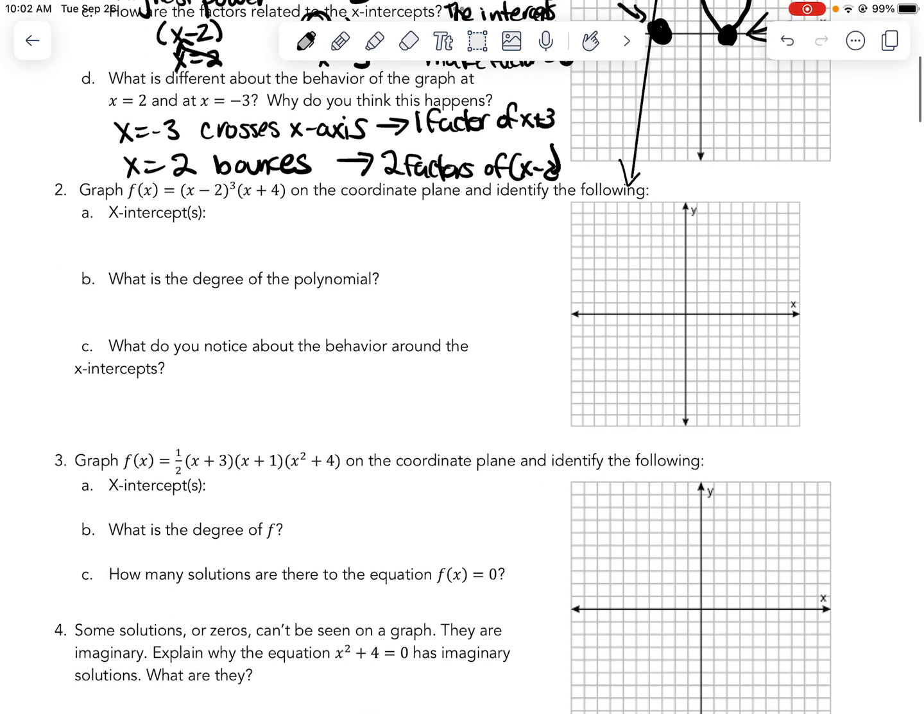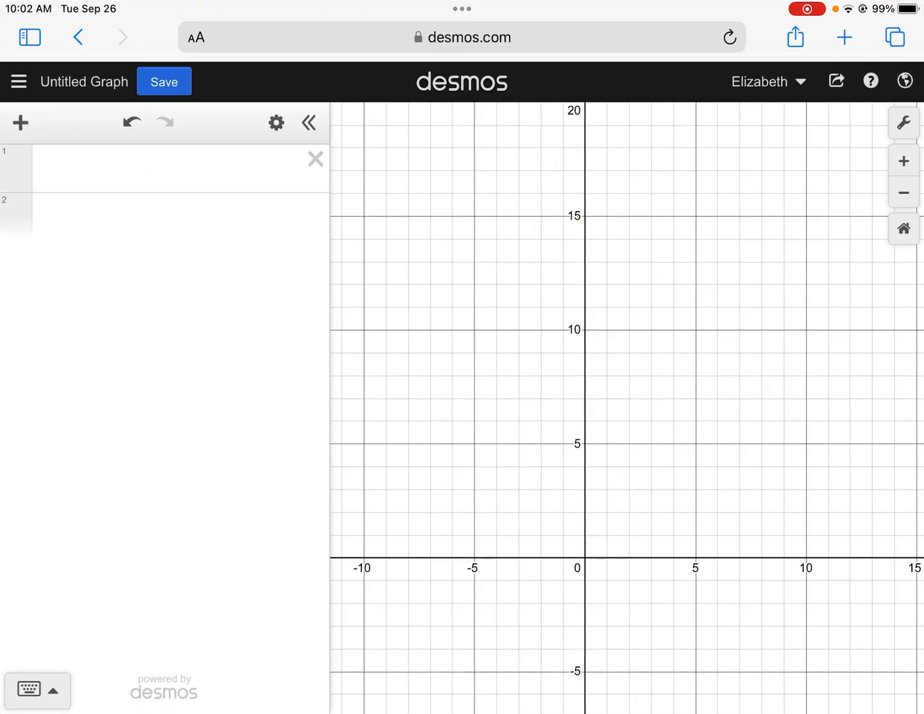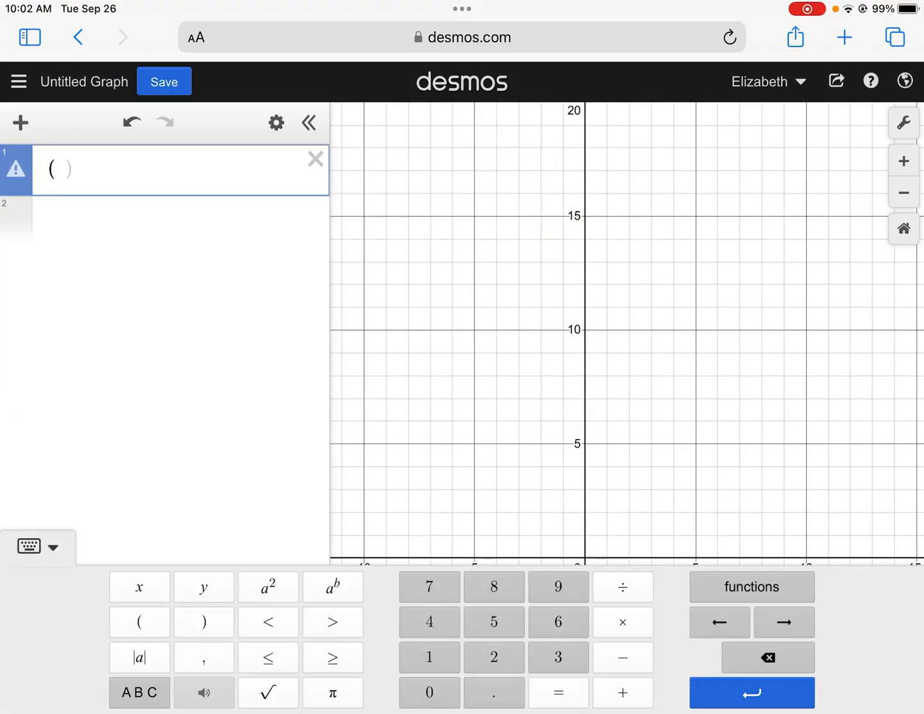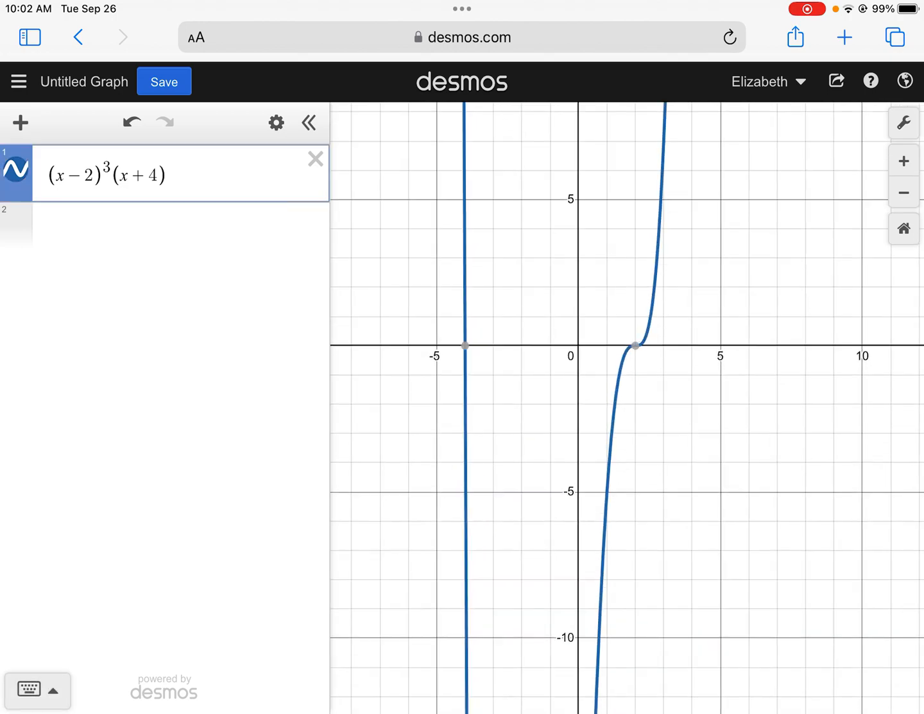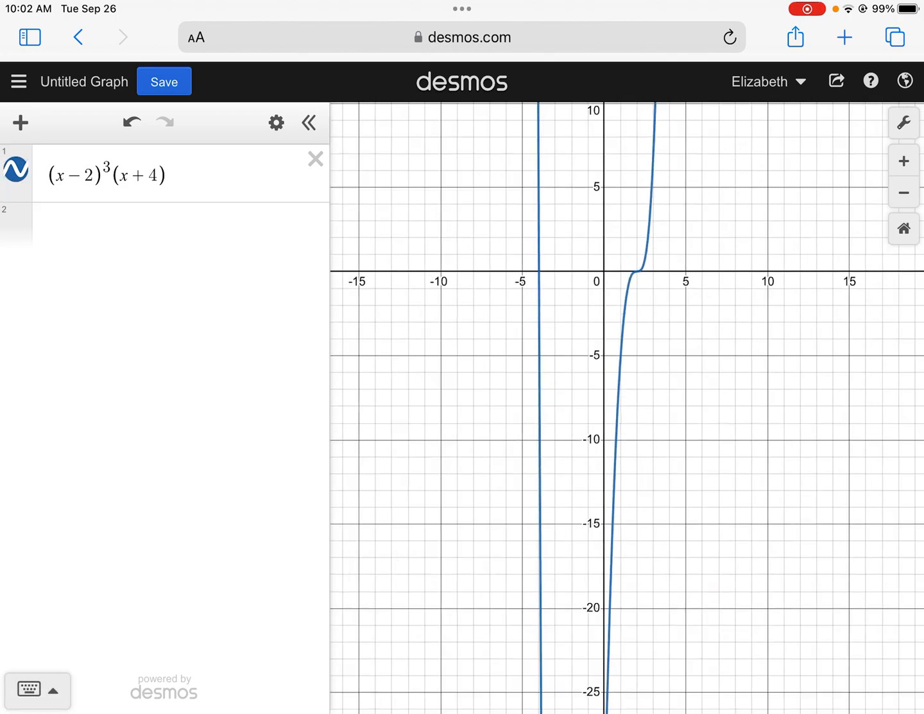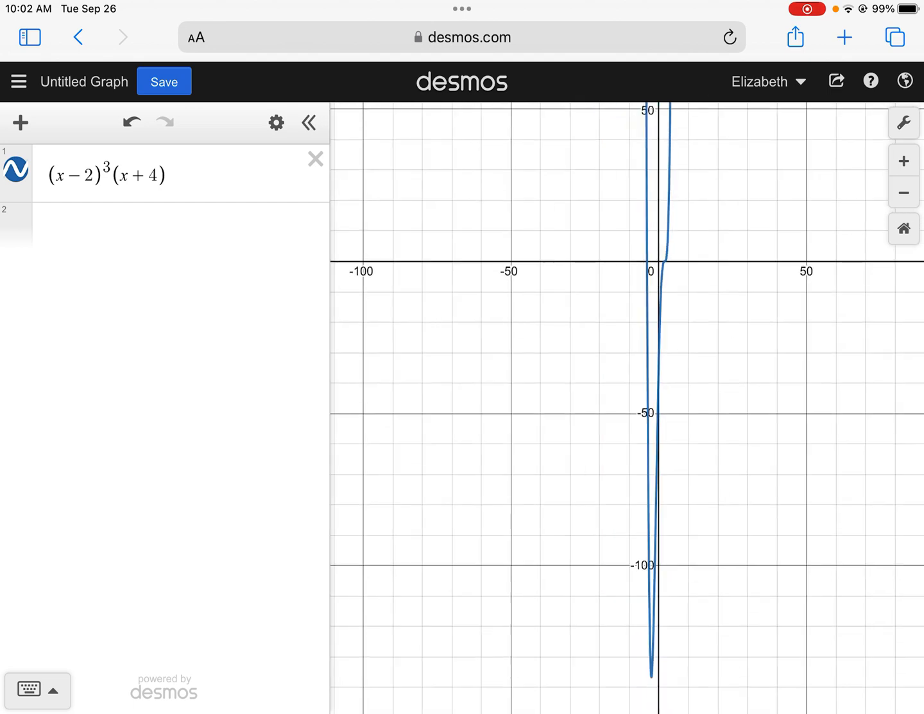So next, graph this next one, x minus 2 cubed and x plus 4. X minus 2 cubed. And we have, what was the other one? X plus 4. All right, so let's see, I'm guessing it crosses at -4 and 2, but it does a weird curve there. Whoa, and then it goes really low. I don't even know how low that is.